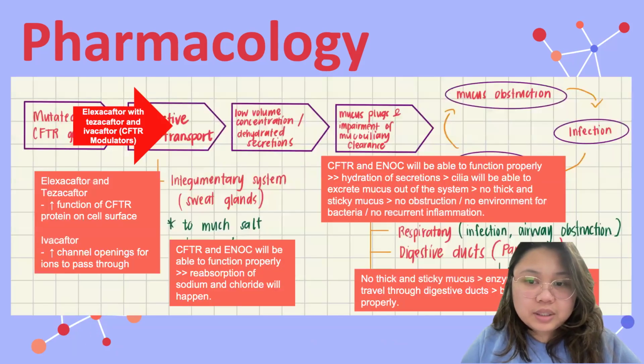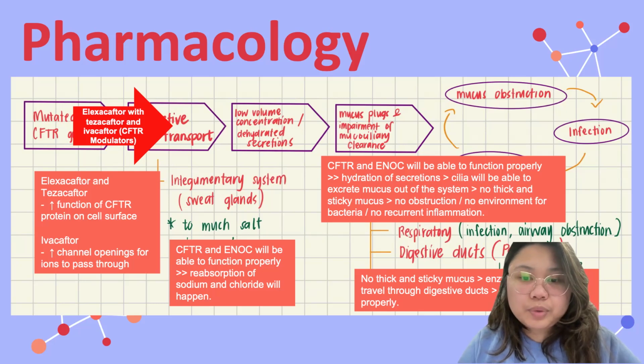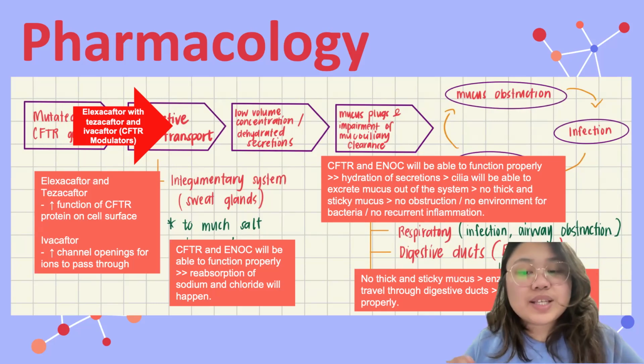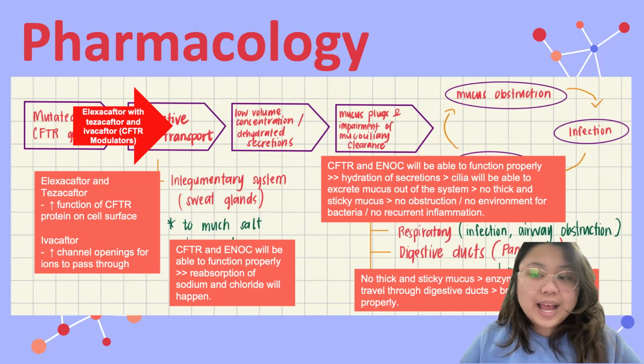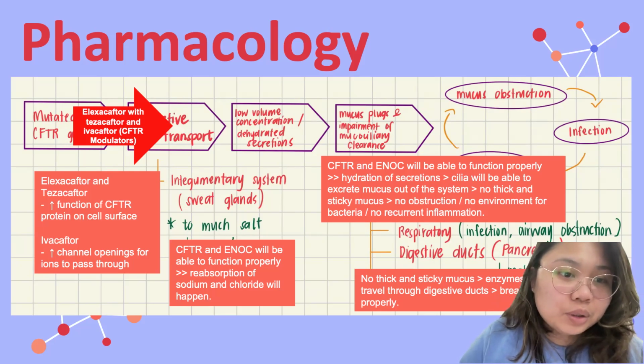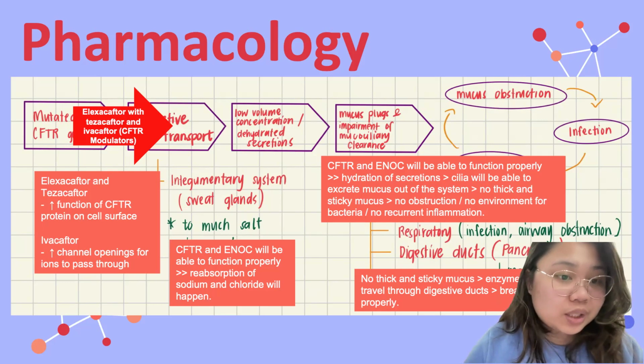So, information from the Australian Medicines Handbook: Trikafta is a combination of elexacaftor with tezacaftor and ivacaftor. These are CFTR modulators, and the mode of action of elexacaftor and tezacaftor is that they increase the function of the CFTR protein at the cell surface. Then ivacaftor also increases the function of the channel openings for the chloride ions to pass through the cell membrane. With that, the CFTR and the ENaC will be able to function properly, which means reabsorption of sodium and chloride will happen.